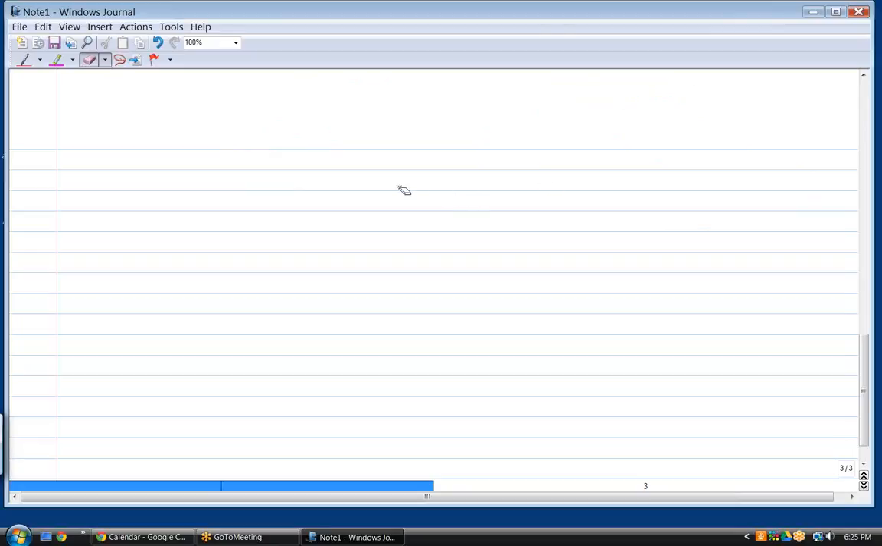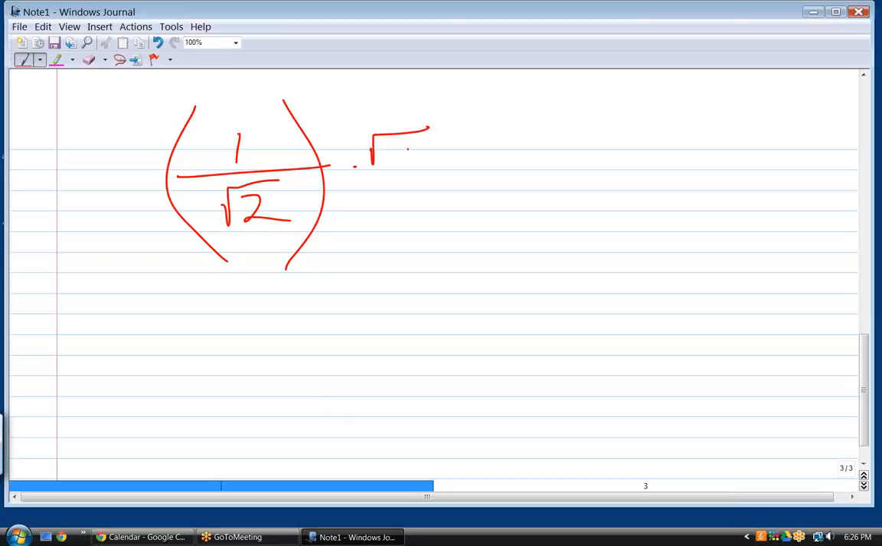Well, what happens if that is in the denominator? That's a problem. Mathematicians do not like irrational numbers in the denominator. So there's a process called rationalizing the denominator. Well, how do I rationalize the denominator? I multiply this whole thing by the number 1. Only in our case, the number 1 is going to be square root of 2 divided by square root of 2. Notice that that is 1.